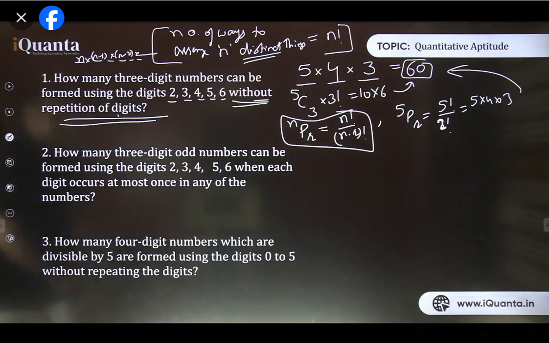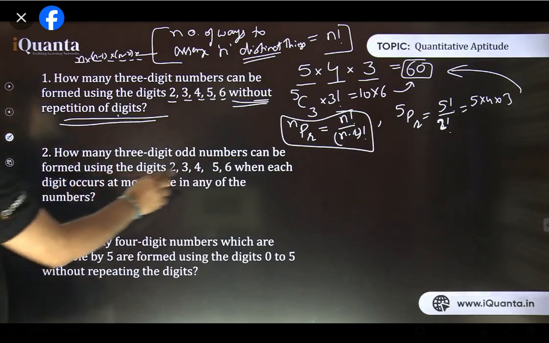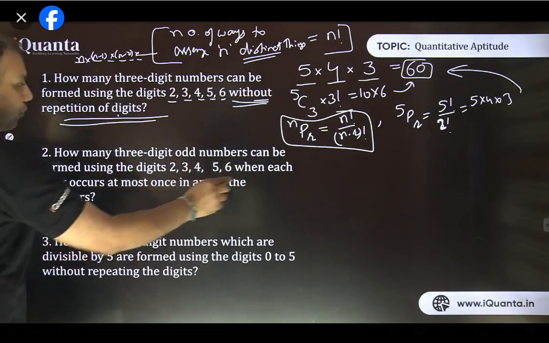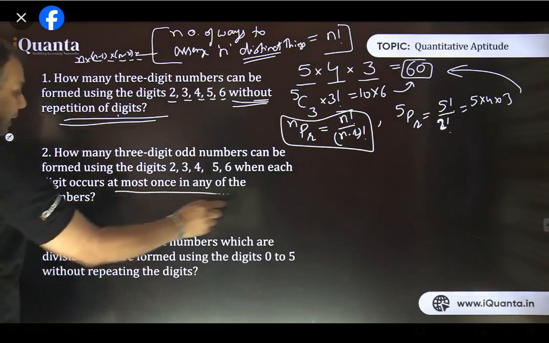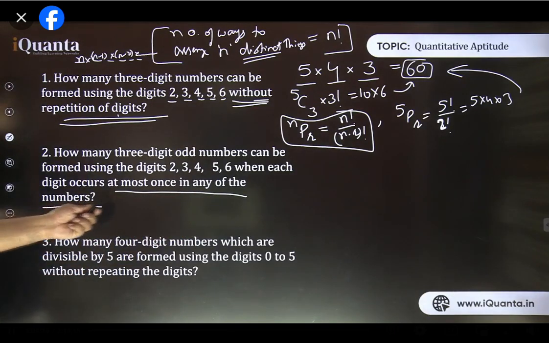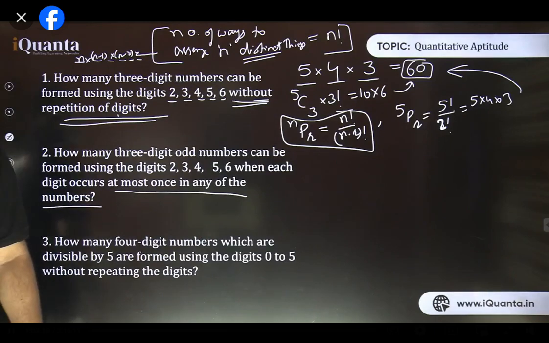Okay, now let's try to solve the second question. How many 3-digit odd numbers can be formed using the digits 2, 3, 4, 5, 6 when each digit occurs at most once in any of the numbers? What does it mean? At most once in any of the numbers? Again, repetition is not allowed.